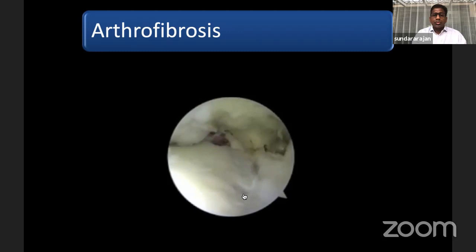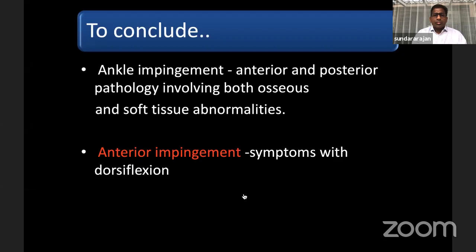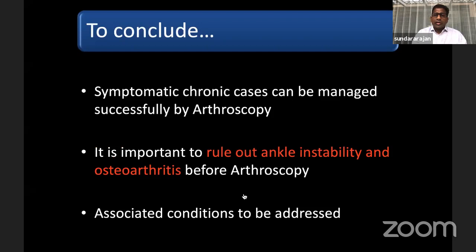To conclude, ankle impingement has both anterior and posterior pathology. I think posterior is going to be covered by the next speaker. Anterior impingement is usually associated with dorsiflexion, posterior with plantar flexion. All the symptomatic chronic cases can be managed successfully by arthroscopy. Make sure that you are ruling out other associated pathologies like instabilities and osteoarthritis before arthroscopy, and associated conditions should be addressed. Thank you very much.